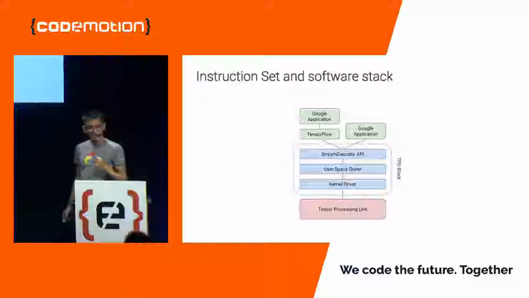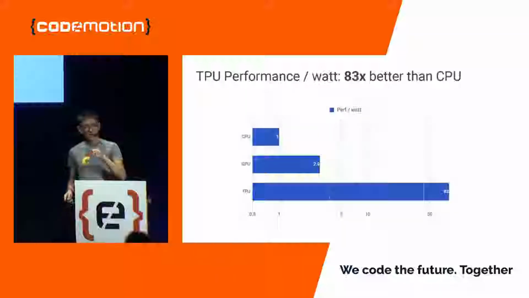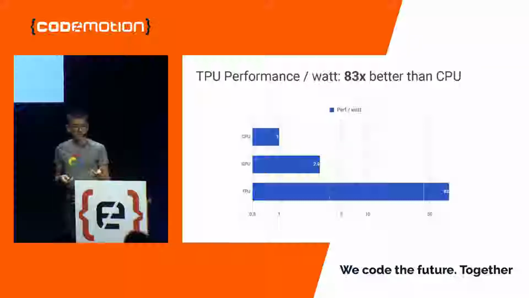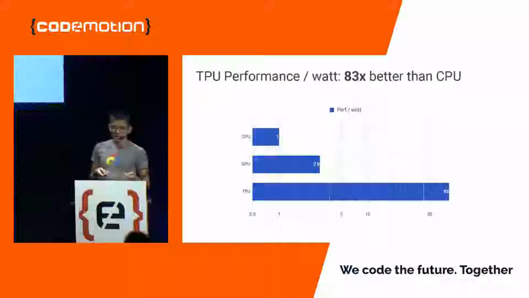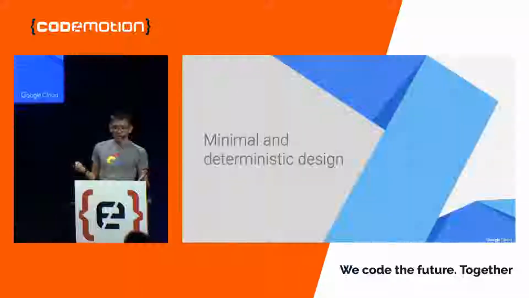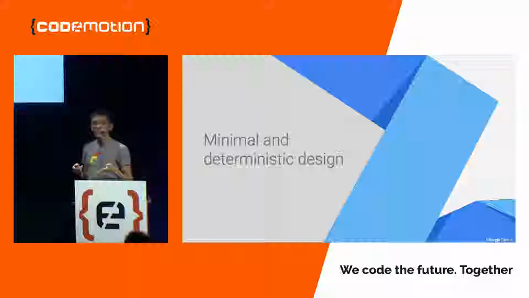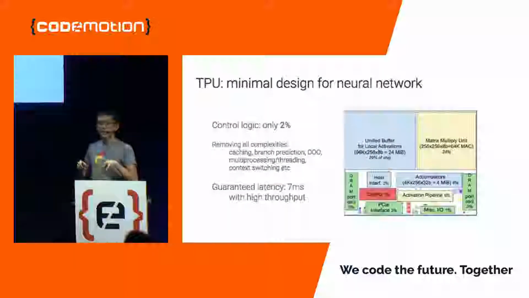Okay, so let's see. We're going to skip ahead from that one. We'll come back to it in TPU v2. Performance per watt, much improved. This is normalized against CPU performance. And then finally, the design was all around cutting down as much of the unnecessary stuff as possible, right?